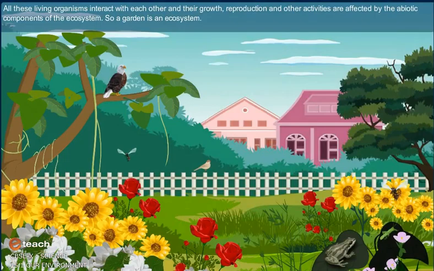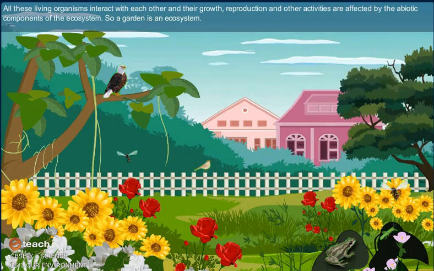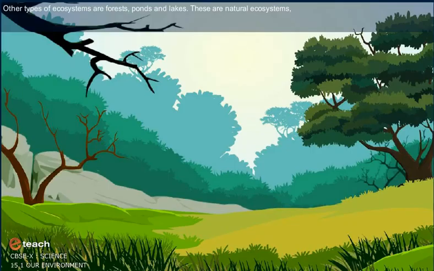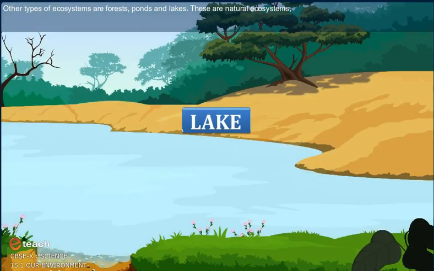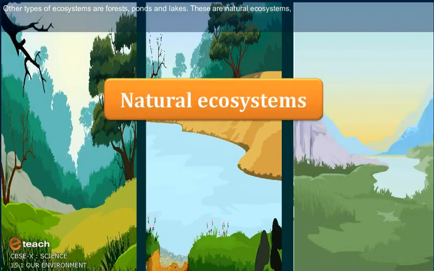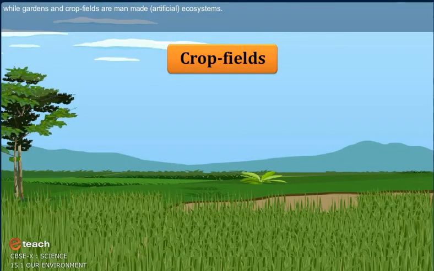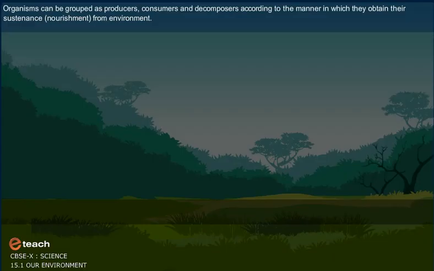All these living organisms interact with each other, and their growth, reproduction, and other activities are affected by the abiotic components of the ecosystem. So, a garden is an ecosystem. Other types of ecosystems are forests, ponds, and lakes. These are natural ecosystems, while gardens and crop fields are human-made, that is, artificial ecosystems.